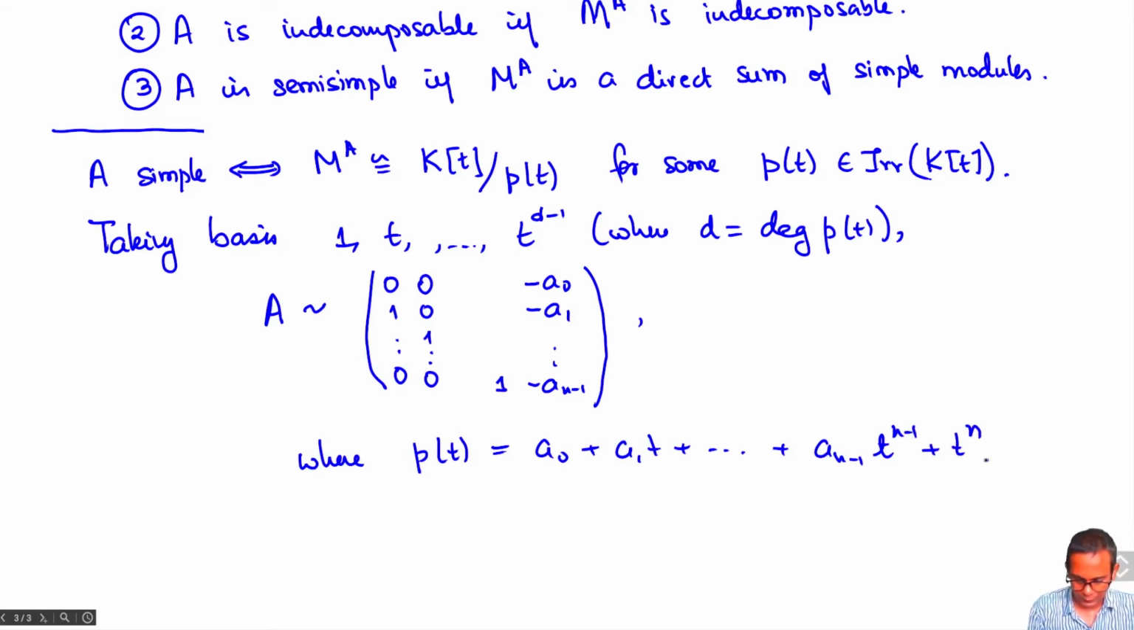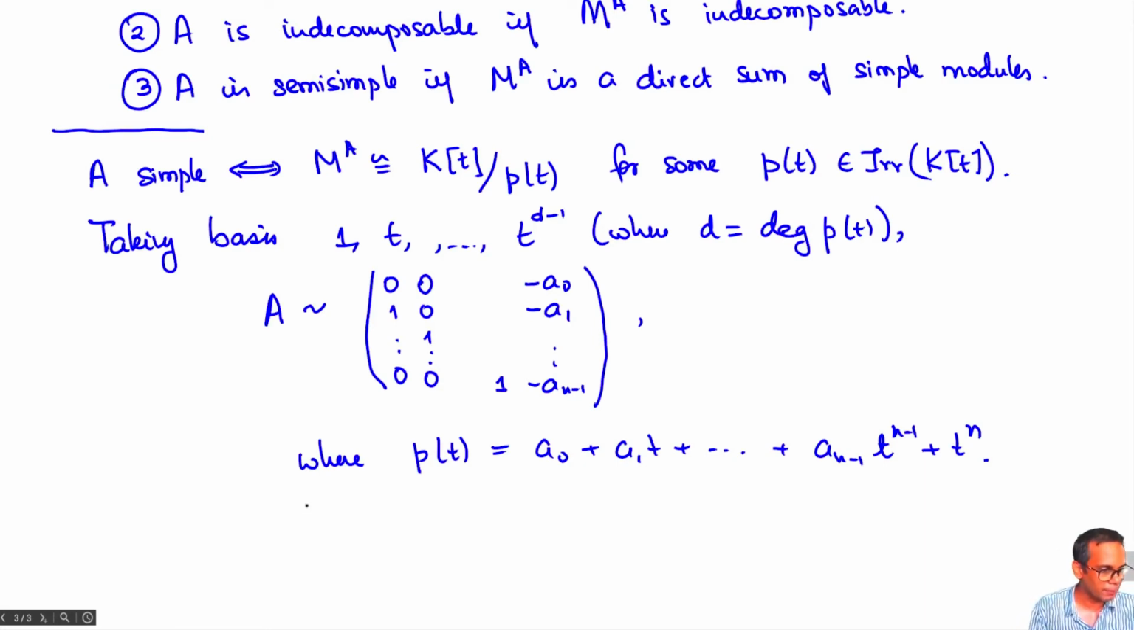So that's what simple matrices are: always similar to a companion matrix. This is called a companion matrix of P(T). Simple matrices are similar to companion matrices of irreducible polynomials. If the field K were algebraically closed, then P(T) would have degree 1, and this would just be a 1 by 1 matrix.